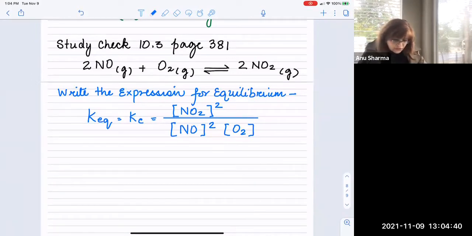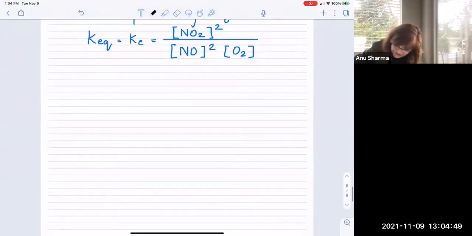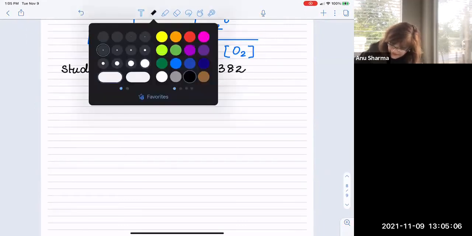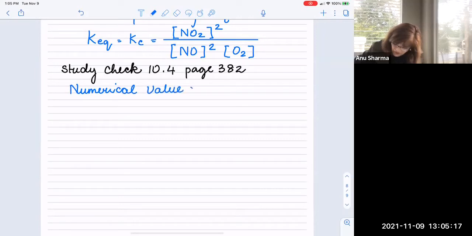All right, next let's look at another example. Study check 10.4, page 382. Here we have: calculate the numerical value of Kc. What is the numerical value of Kc?